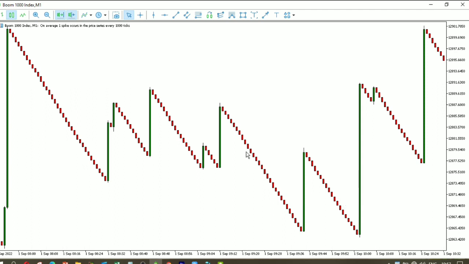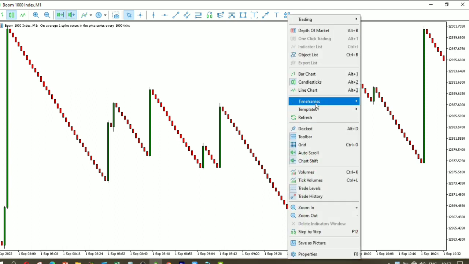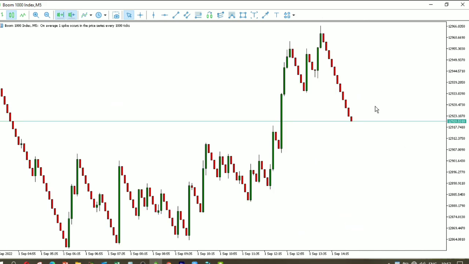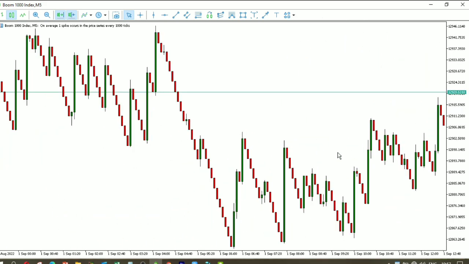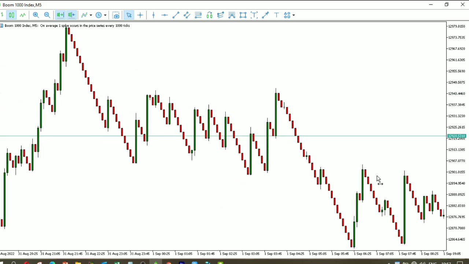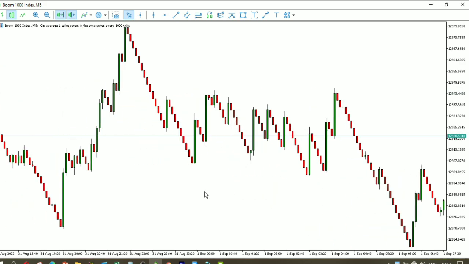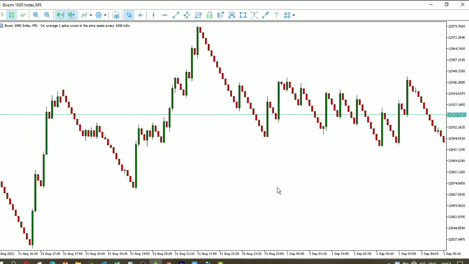But how do you do this? You are going to go to the 5-minute time frame. Do not do this on the 1 minute time frame. Do this on the 5 minute time frame. And when you go to the 5 minute time frame, what I want you to do is you are going to be marking out levels of support.